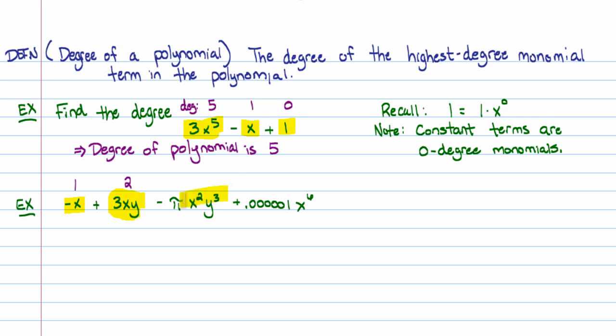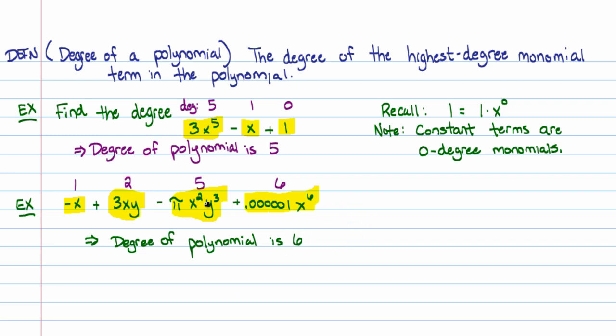The third term, which is also a monomial, has two variables, x and y, and their powers are 2 and 3. Add those up, you get 5. So that's a degree 5 monomial there. And finally, the last term is actually the easiest to find the power on. The degree of that monomial is 6, x to the 6th. So it turns out the degree of this polynomial is 6. It's the highest of those powers.